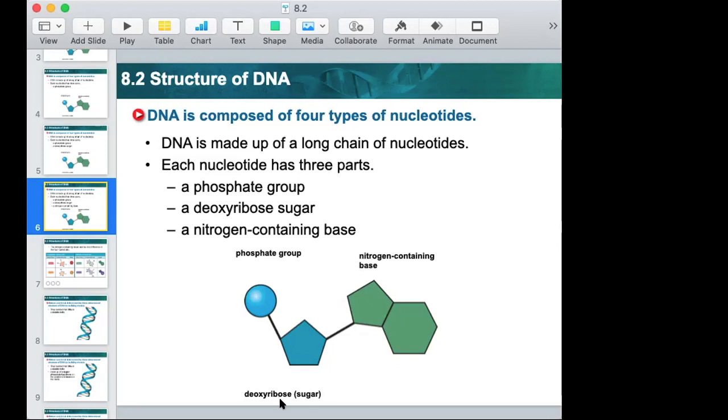Whenever you see it in chemistry or in biology, if it ends in OSE, it's a sugar. So certain sugars that you see: lactose is the sugar you find in milk. Fructose is the sugar you find in fruit. Fructose comes from a Latin word for fruit, so that's fruit sugar. Sucrose is table sugar. Glucose, blood sugar. So if it ends in OSE, it's a sugar.